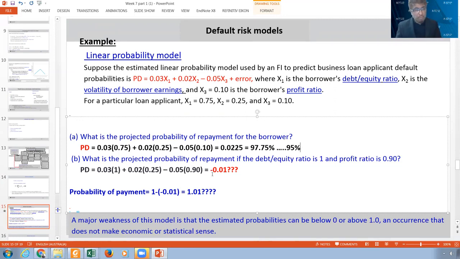This model can bring you to zero. For example, if I change the numbers and I say now the profit ratio is 90, and then I apply the model, it will become minus. How come minus? It doesn't work from economic point of view or from set point of view. So in this case, there is sometimes where the probability of default can make minus, which means it has no meaning. So in this case, they developed something called the logit model.